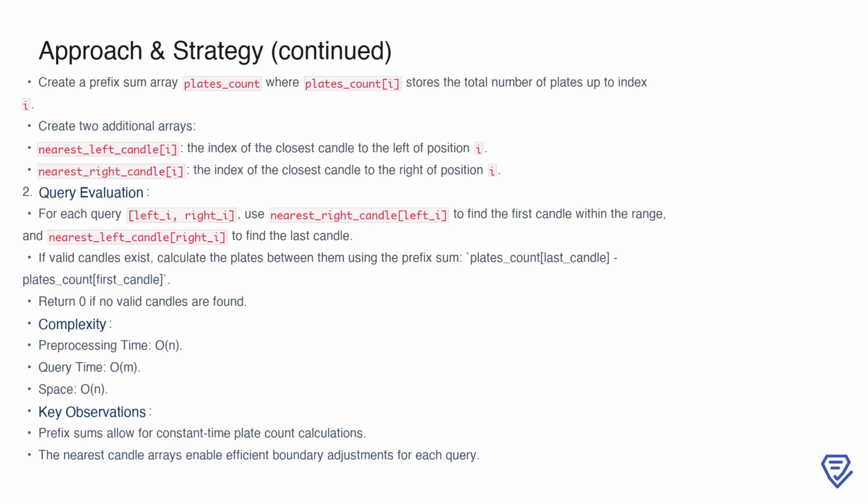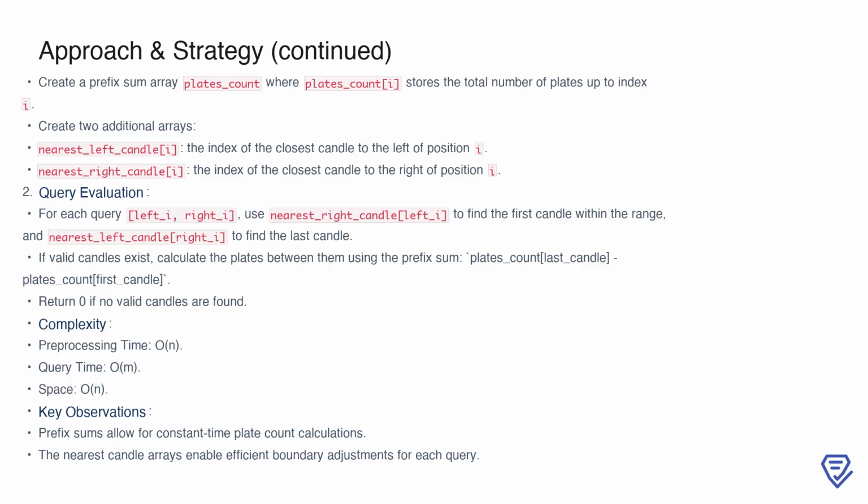First, we create a prefix sum array called plates_count, where each entry at index I stores the cumulative count of plates up to that position. Additionally, we create two helper arrays, nearest_left_candle and nearest_right_candle, which store the indices of the closest candles to the left and right of each position in the string, respectively. These arrays allow us to quickly find the boundaries of valid ranges for any query.